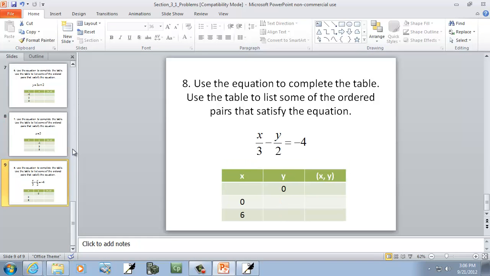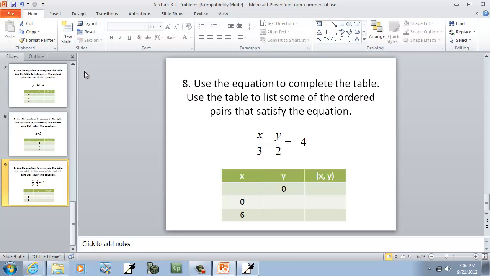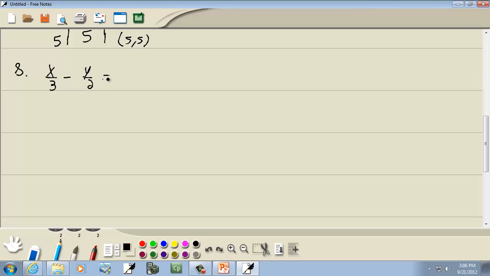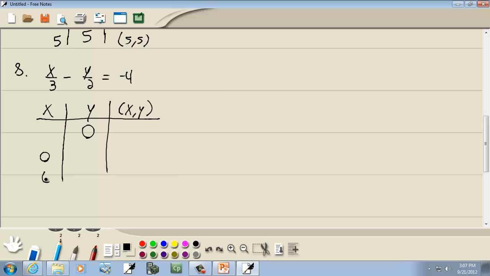Let's take a look at the next problem. x over 3 minus y over 2 equals -4. And I see 0 here, and then (0, 6) here. So what they're wanting us to do is this first point here, they're telling us y is equal to 0. So we're going to plug y is equal to 0 into our equation.